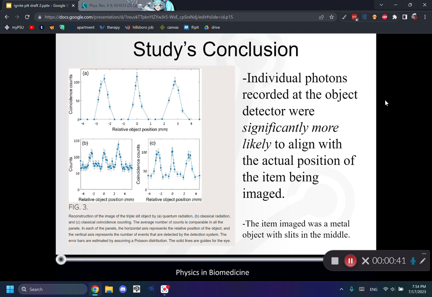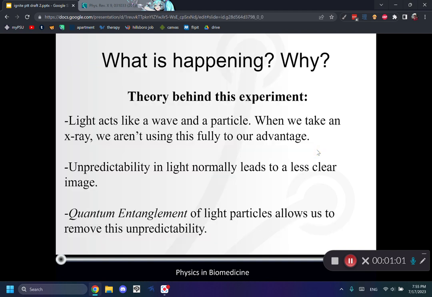And so the individual photons recorded at the object detector were significantly more likely to align with the actual position of the atom being imaged. Significantly. Like, we're talking a good 30% of the data points, at least, had no chance of being where they shouldn't have been, which is pretty crazy. So, how did they do this? What is happening? So, theory behind this experiment.